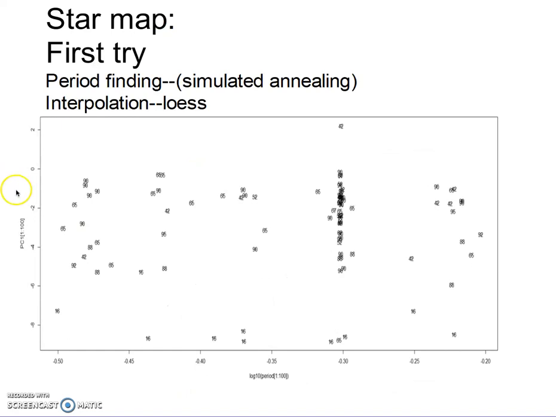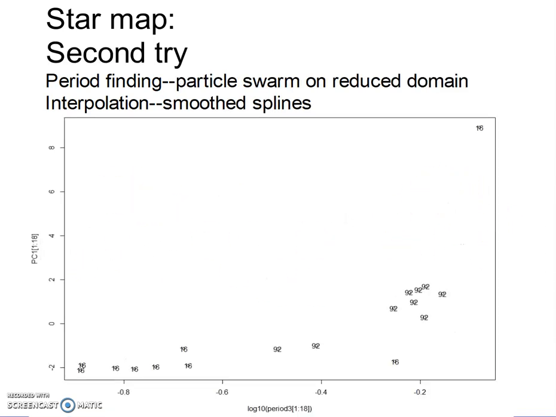My first try at this, using the simulated annealing and the Loess interpolation, wound up with this vertical line here for stuff that was not periodic. I was able to observe that there was some type 16 stars clustered here and some type 92 stars clustered over here. The 92s are really pretty spread out. I should be able to get the type 90 as well.